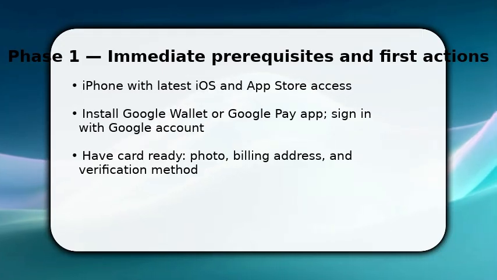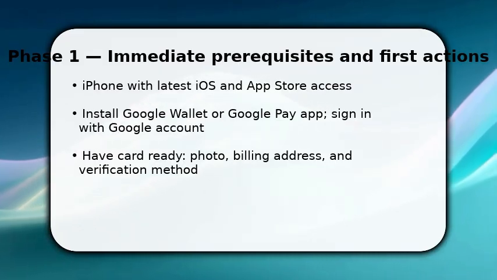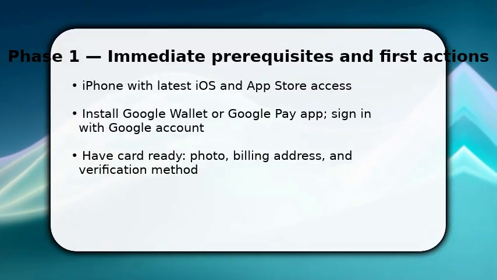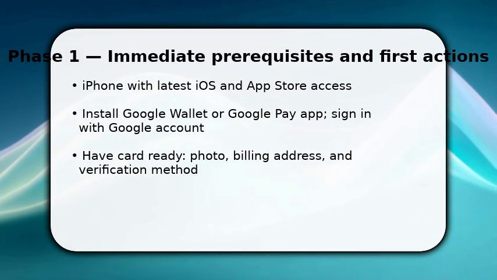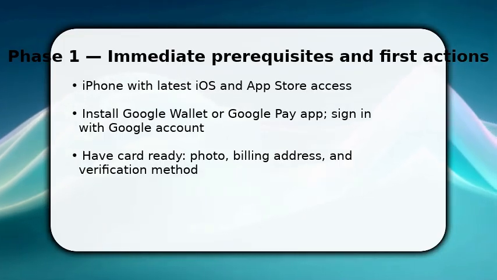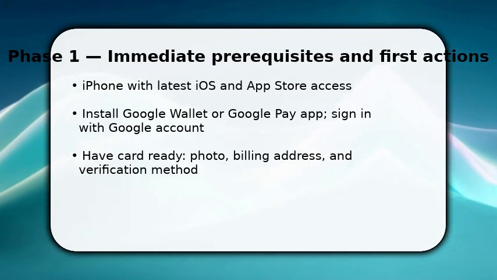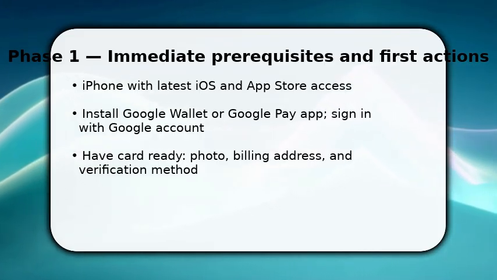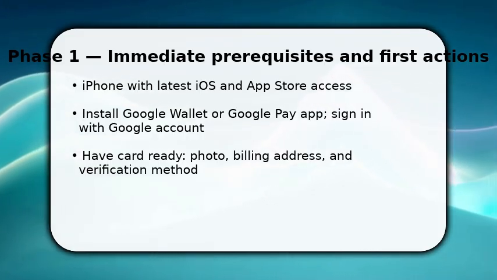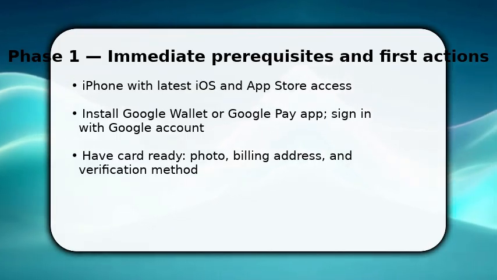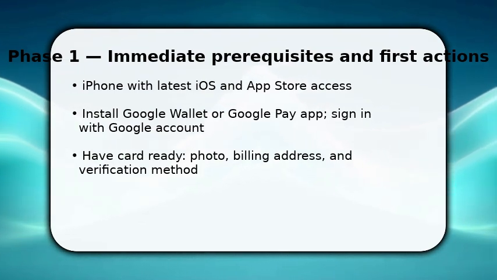You start by confirming prerequisites. Your iPhone is updated and you have an active Google account. Once done, download Google Wallet or Google Pay from the App Store and sign in. Next, add a payment card by photographing it or entering details manually. Make sure billing address matches your bank. You'll also set a verification method like SMS or bank app approval. These first steps create the secure foundation you need before configuring default payment behaviors and NFC.